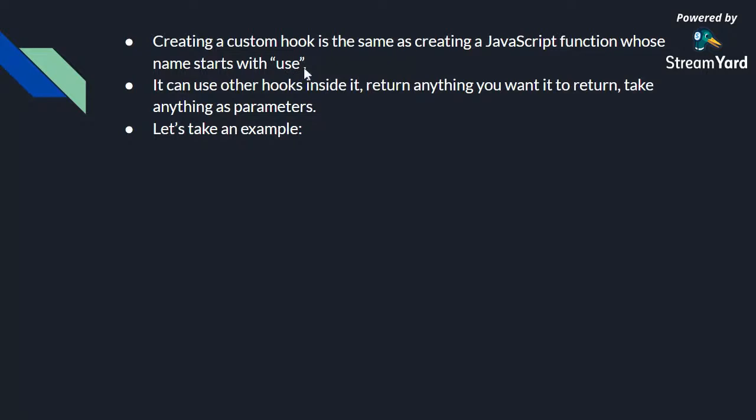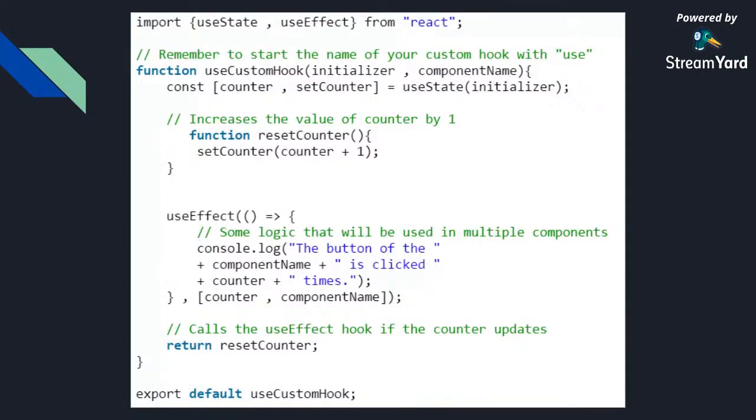It always starts with the use keyword. It can use other hooks inside it. Custom hooks can also use predefined hooks inside them. It can return anything you want, and it can have any parameters that you want. Let's take an example to see what a custom hook looks like.